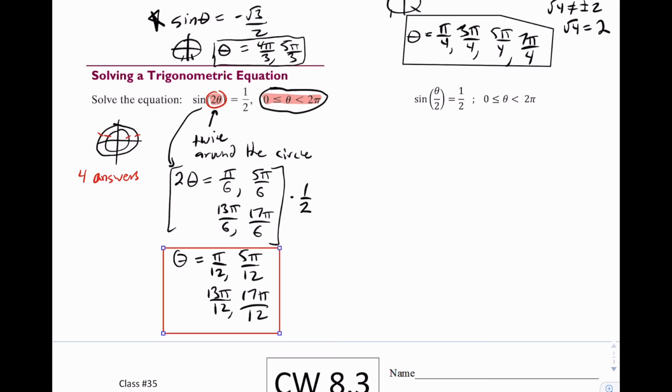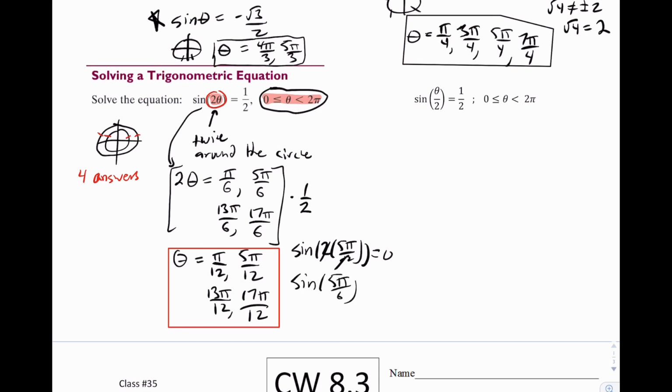Now if you're wondering how these answers work, remember there's a 2 theta in there, so when you plug it in, I'll pick one that's weird. Let's say 5 pi over 12. Sine of 2 times 5 pi over 12 reduces to sine of 5 pi over 6. And notice how that does equal a half, so that does check out. And that works for all of them. Let's go to the next one.